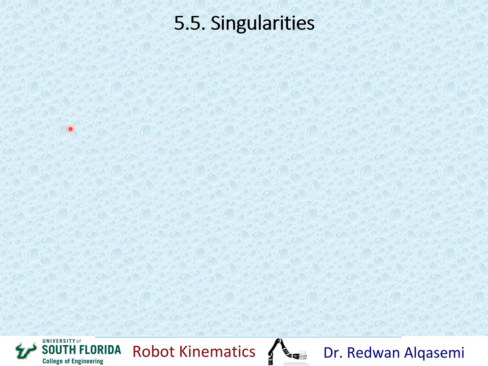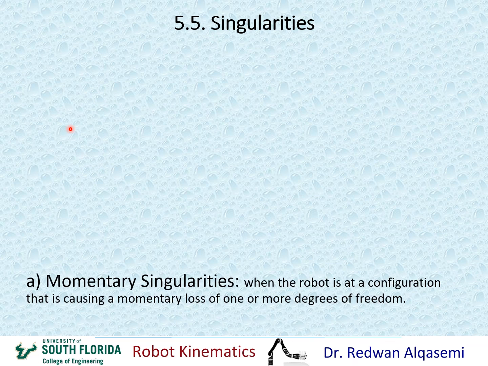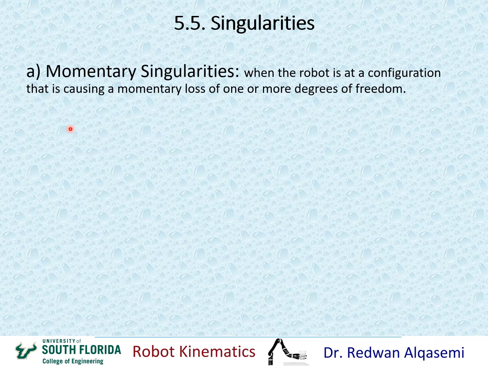Now let's talk about these singularity types one type at a time. Let's start with the first type, momentary singularities. These happen when the configuration of the robot at that particular moment has a momentary loss of 1 or more degrees of freedom. So if you have 4 joints, 5 joints, you are momentarily losing one of these joints or the action of one of these joints due to the configuration of the robot.